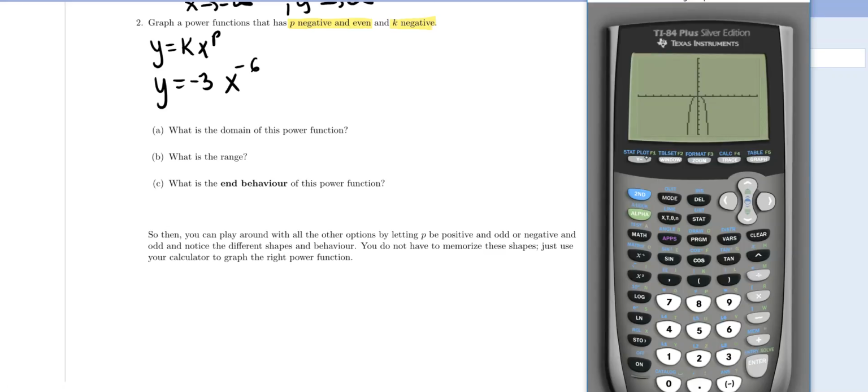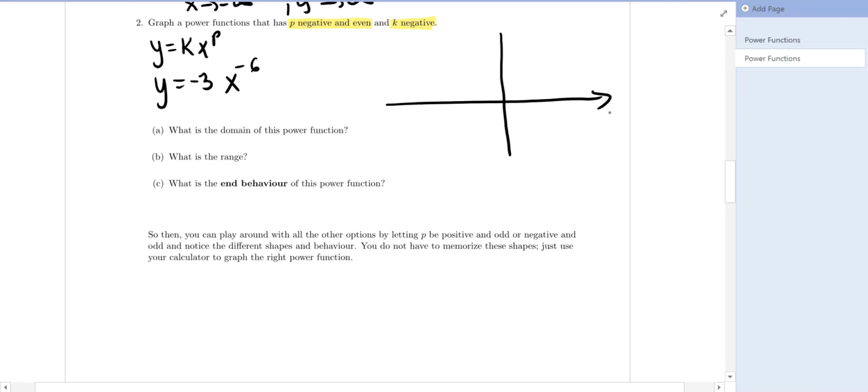So you go to your calculator. Let's clear that out and then put negative 3x to the power negative 6 and hit graph. So this is how the graph is going to look now. You see how it's totally different than before. So these power functions have different types of graphs. So let's graph that quick. In here, I'm going to graph it. This is my x, this is my y. The graph basically looks like this.